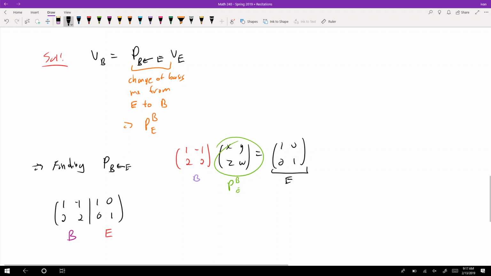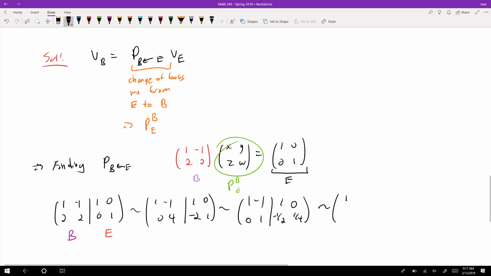So in this case, we'll reduce [1, -1 | 1, 0; 2, 2 | 0, 1] to the identity on the left, and we get 1, 0, 1/2, 1/4, and 0, 1, -1/2, 1/4. So we get the identity matrix, and then here is P from E to B that we wanted.